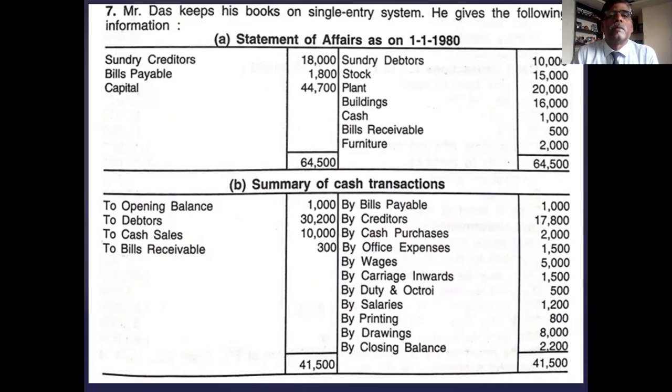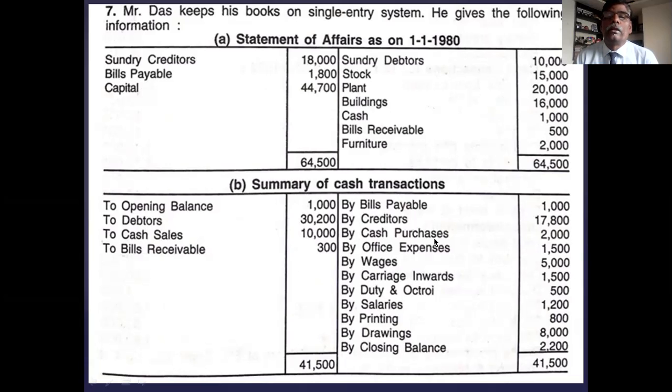First is statement of affairs as on 1/1/1980. Second is the summary of cash transactions. Then you have to check that summary of cash transactions, whether that is a statement only or it is a cash flow. In the debit side, there is an opening balance 1000. 1000 is the cash balance, and credit side there is a closing balance 2200. Started with opening balance and ended with closing balance. Therefore, it is cash book. Okay. This is cash book.